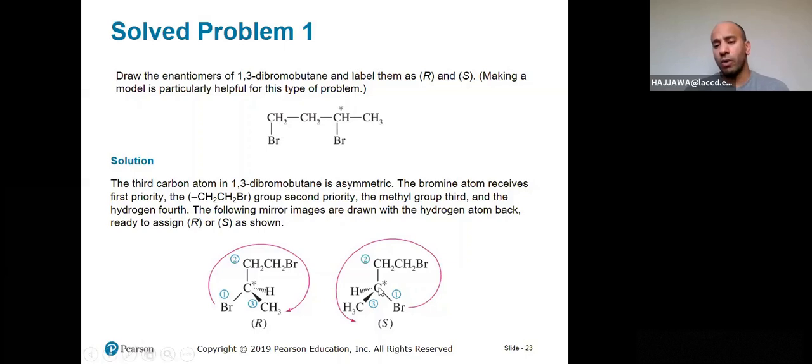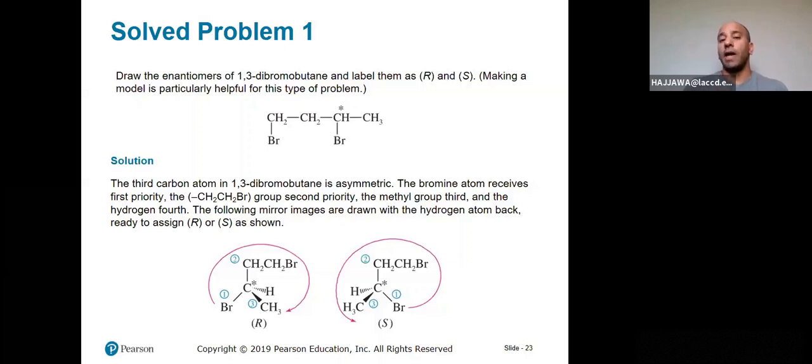Look at the one on the right. What do we have? We have 1, 2, 3. So it's a counterclockwise, 4th group pointing away. So that would be the S configuration. What's the relationship between these two compounds? R and S, same connectivity, same chemical formula, mirror image of each other, non-superimposable.